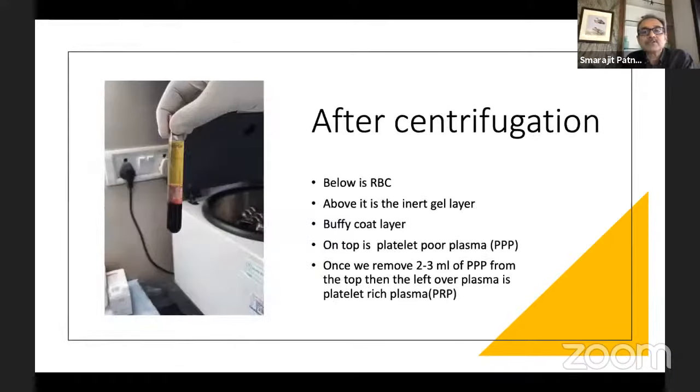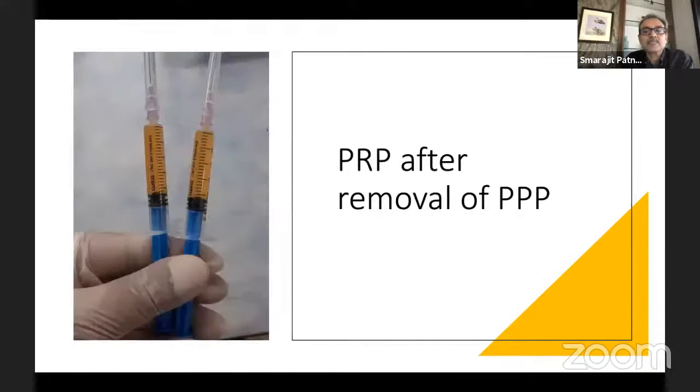And after centrifugation, you have this: in the lower part, you see the RBCs. Above that is an inner jet layer, and above that there is a buffy coat layer. And on the top is the platelet poor plasma. Once we remove the topmost 2 to 3 ml of platelet poor plasma, then we have the platelet rich plasma. So this is how it looks after we remove the platelet poor plasma from the top.